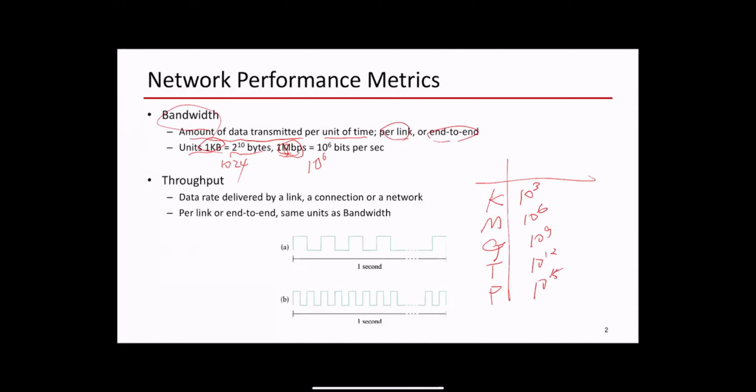Okay, so we also talk about throughput. Throughput is the data rate delivered by a link or connection or network, so per link or end-to-end, same as bandwidth. In a given time, in 1 second, if I can send this rate, 101010, or I can talk a little faster, 1010101010, something like this, who is faster in the view of the network? Of course, it is the speed. In a given time, I can send more information.